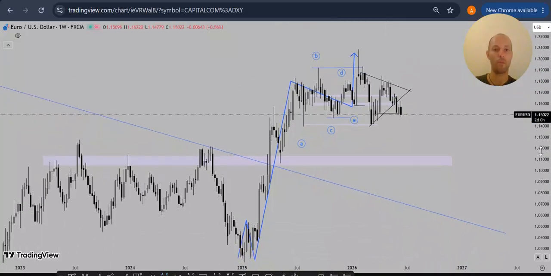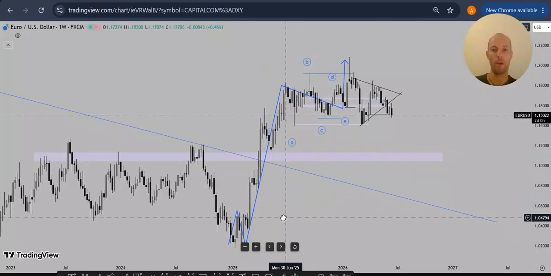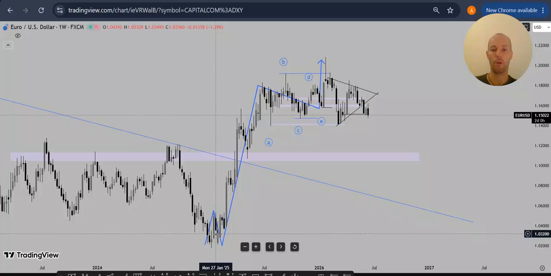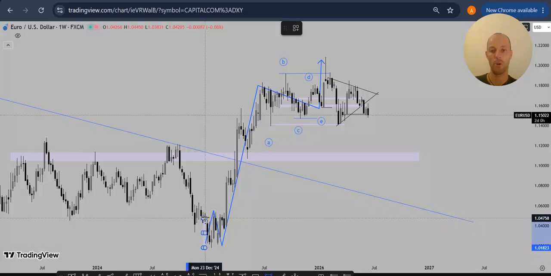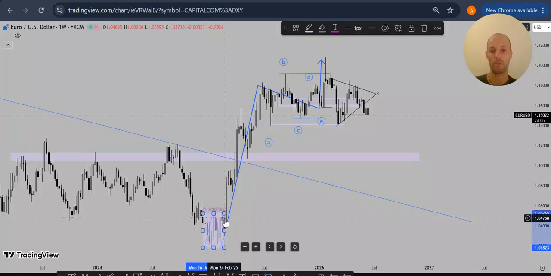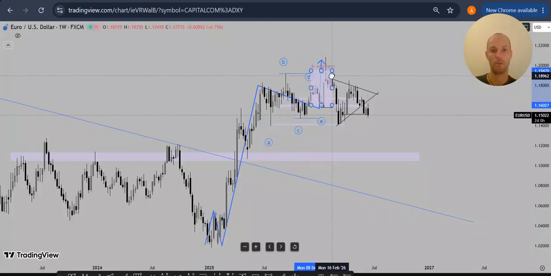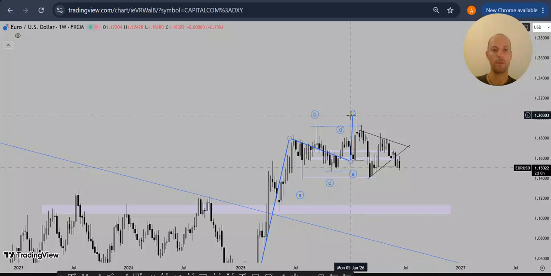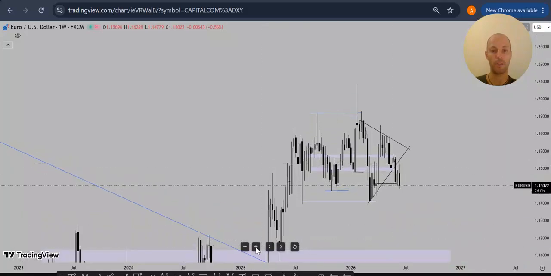It's normally waves 1 and 5 that are usually the shortest ones, and they are about the same length, more or less. All right, so we can see it's pretty much about the same length. Okay, so we're going to look for more confluences. I'm going to erase that so we have a clean chart.